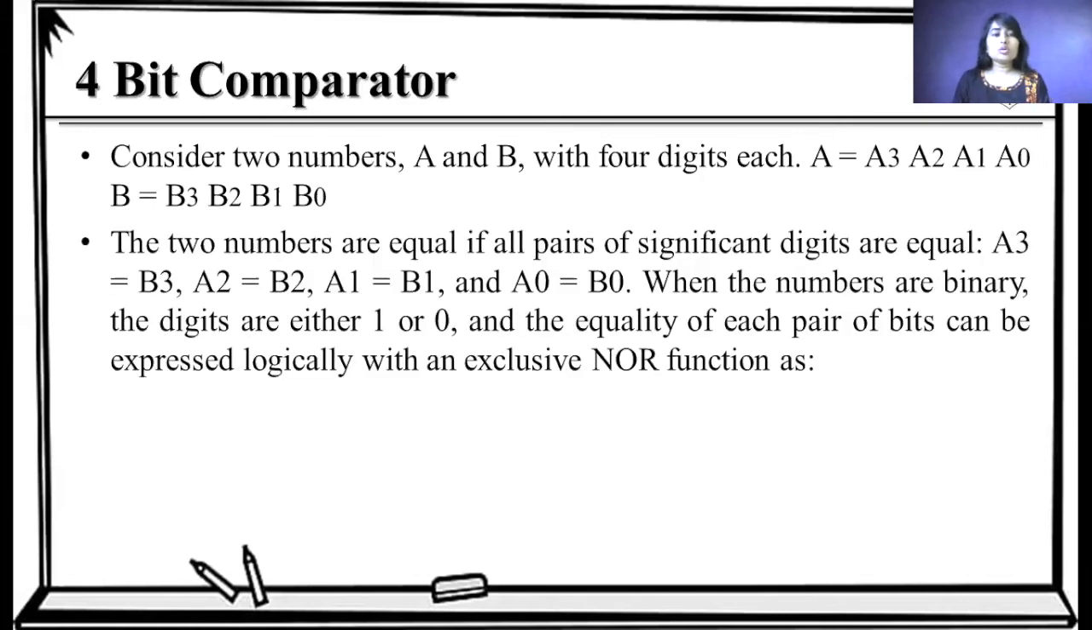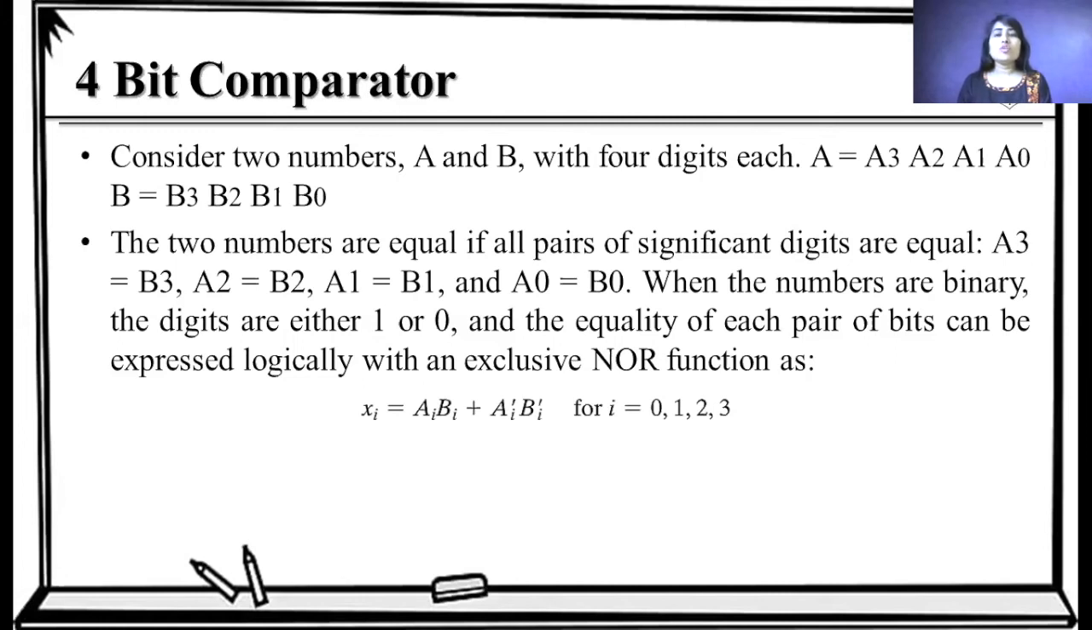The two numbers are equal if all pairs of significant digits are equal. That means A3 equals B3, A2 equals B2, A1 equals B1 and A0 equals B0. When the numbers are binary, the digits are either 1 or 0, and the equality of each pair of bits can be expressed logically with an exclusive NOR function as xi equals ai bi plus ai dash bi dash, here for i equals 0, 1, 2, 3.